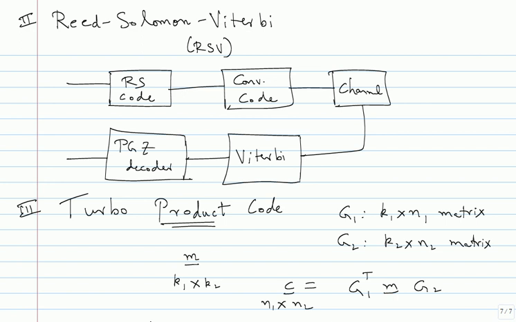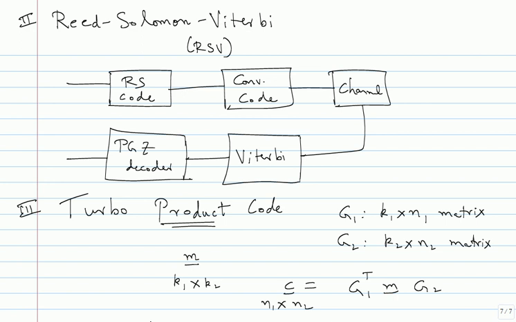So the overall code is an (N1 N2, K1 K2) code. That's also very clear. It's also very clear that it's linear, from this multiplication. You do M1 plus M2, you will get this. And it's also from the associativity property of matrix multiplication. It doesn't matter whether you encode the row first or the column first. You will ultimately get the same product.